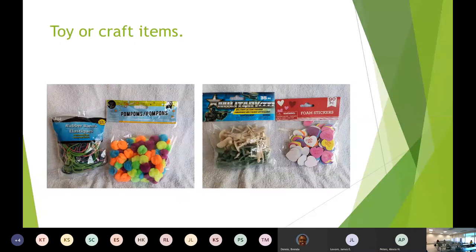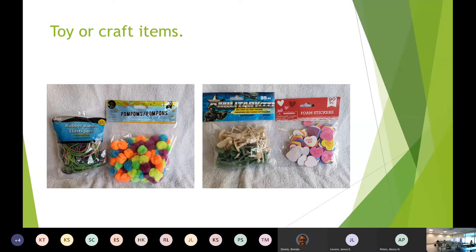There's some pom-poms. And if you want to be a terrorist, you get those military, like me, I'm a terrorist, because I'm former military. Foam stickers. There you go. Get you some foam stickers. But see, that's 90. So I would divide that up into like 10 packs of 9 or 9 packs of 10. Something like that. Try to mix them up so they're not the same colors.